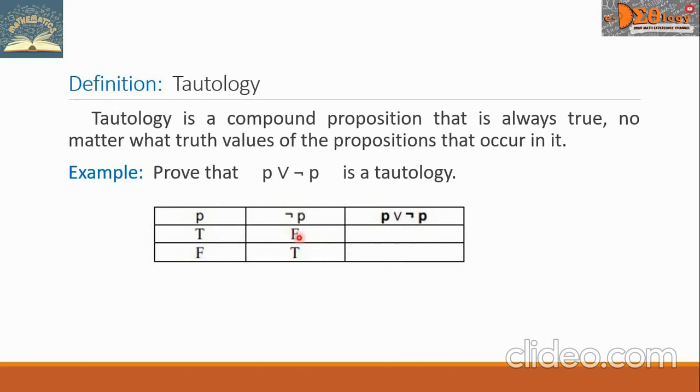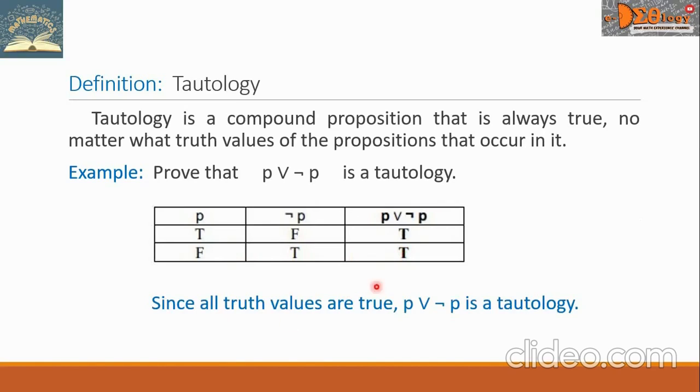So T or F is T. F or T is T. Since all truth values here are true, P or not P is a tautology. This is our final answer.